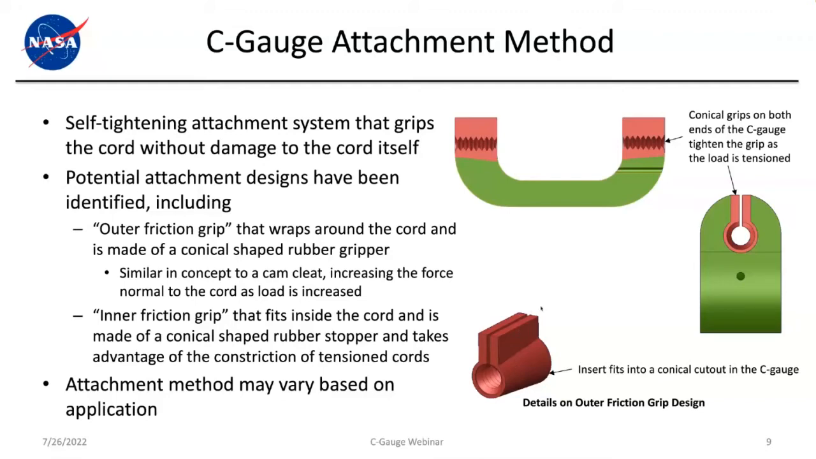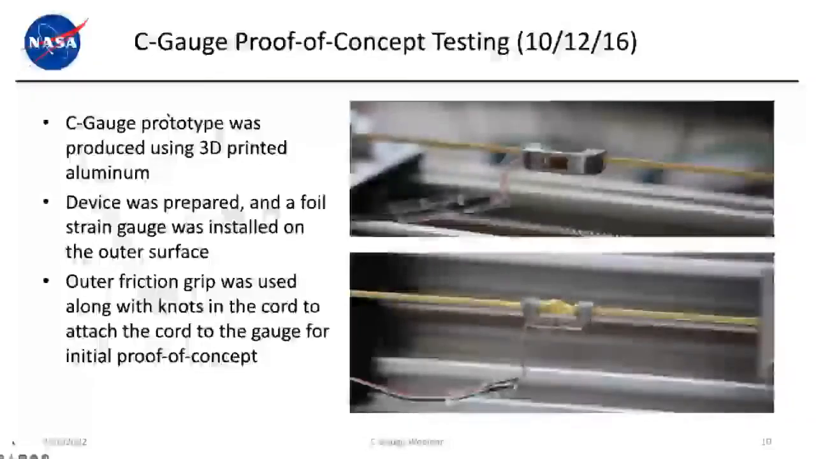We demonstrated this with a less elegant but maybe more practical solution, and I'll describe that here. This is our proof of concept testing that we completed back in 2016. The cool part about this is it's a very simple device. This prototype was 3D printed aluminum. Aluminum's light. We didn't design it for a high load. This is a pretty low load test, but 3D printing it was pretty cool.